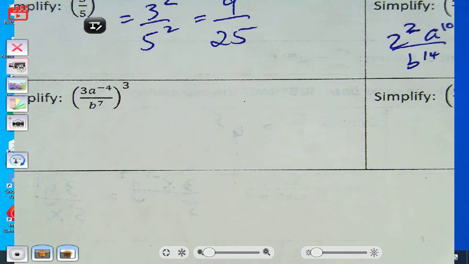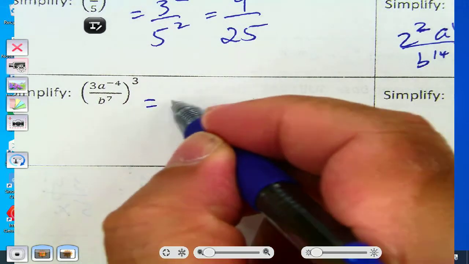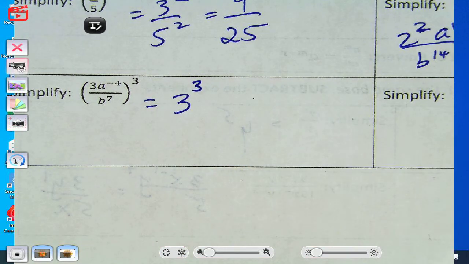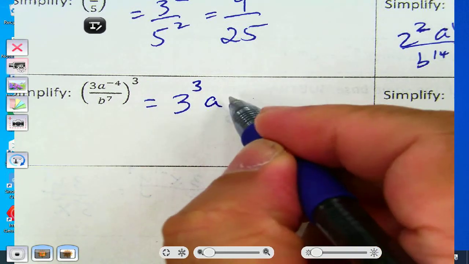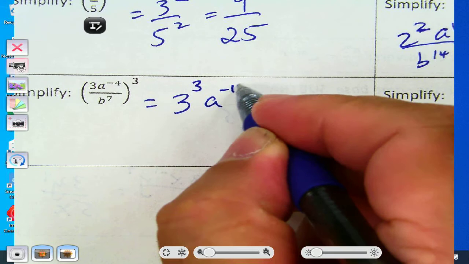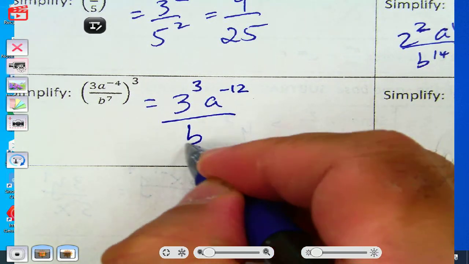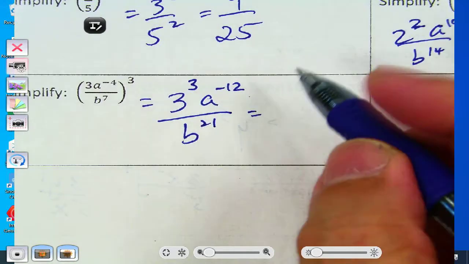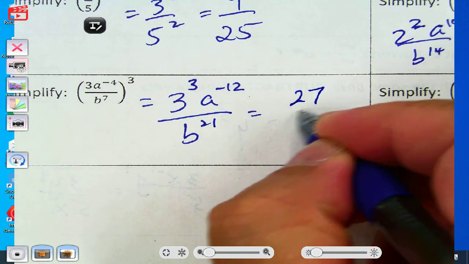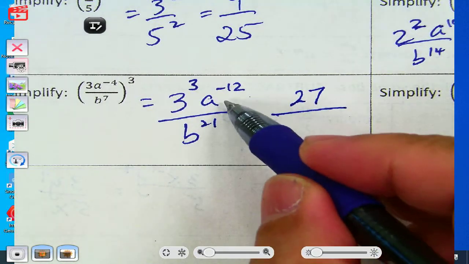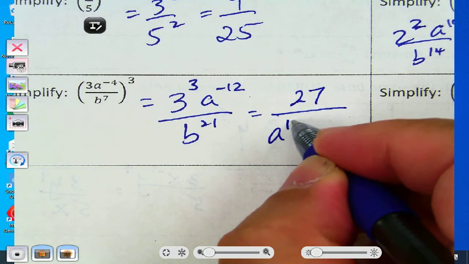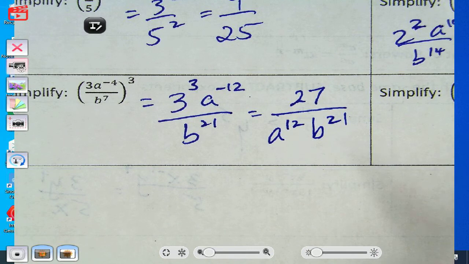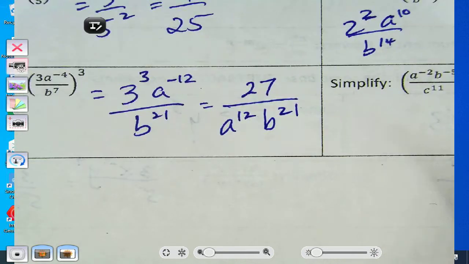Next one. So it's 3 to the 3rd. So I won't skip that step. 27. Yes, it's 27. And it's a to the 4th, negative 12, b to the 21. Okay, so 3 to the third I know is 27. And a to the negative 12 goes to the denominator, it becomes a positive exponent. And I'm leaving the b alone. a to the 12, b to the 21. Leave that b alone.